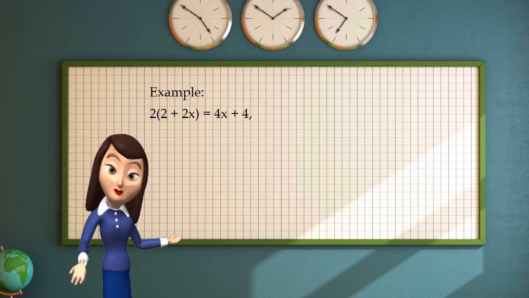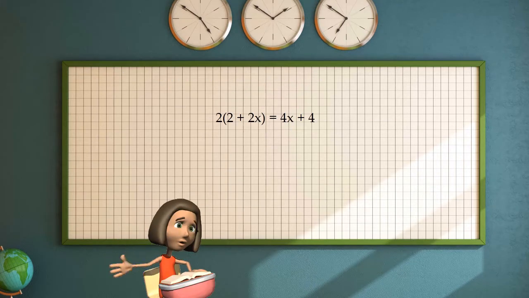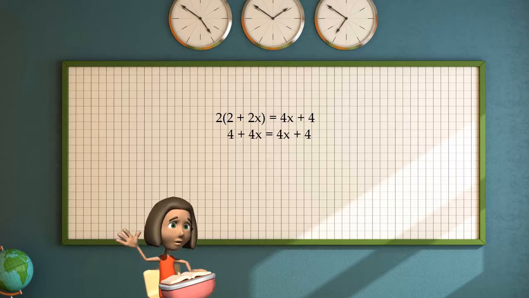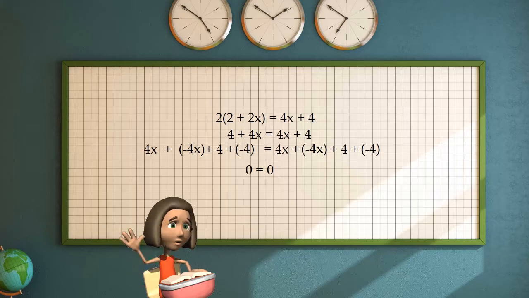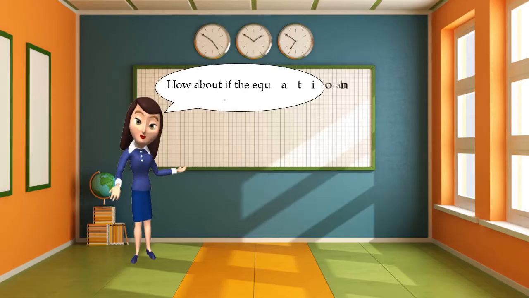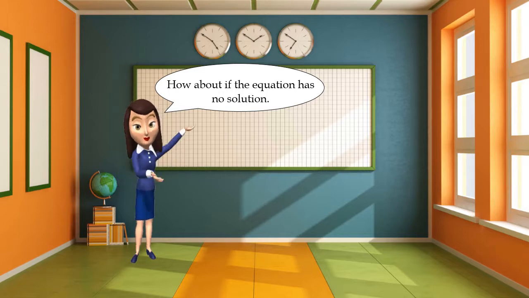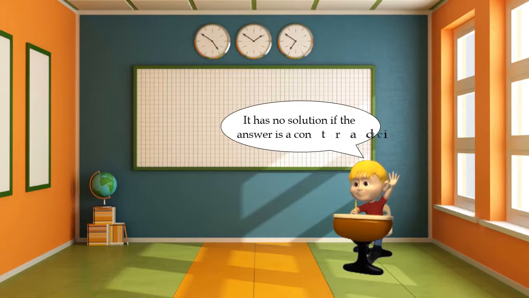Who would like to try on the board? 2 times the quantity 2 plus 2x equals 2x plus 4. 4 plus 4x equals 4x plus 4. Add negative 4 and negative 4x on both sides. It will become 0 equals 0. It is an identity equation. Very good. How about if the equation has no solution?